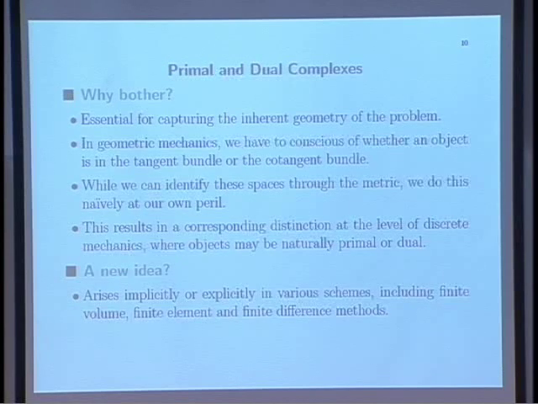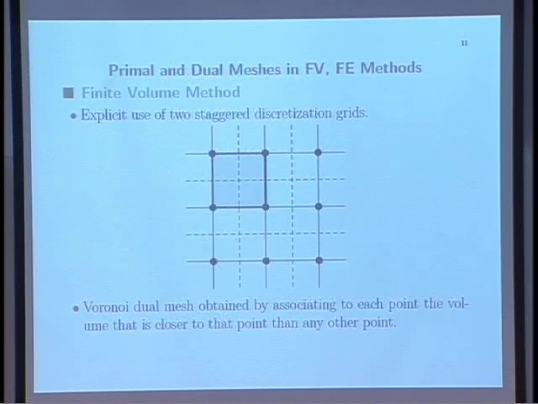So the corresponding distinction between something being on the tangent space and the cotangent bundle is whether or not these objects live on the primal complex or the dual cell complex. This is not really a new idea. Certainly in the context of numerics, it shows up really often in finite volume methods, finite element methods, and finite difference methods.